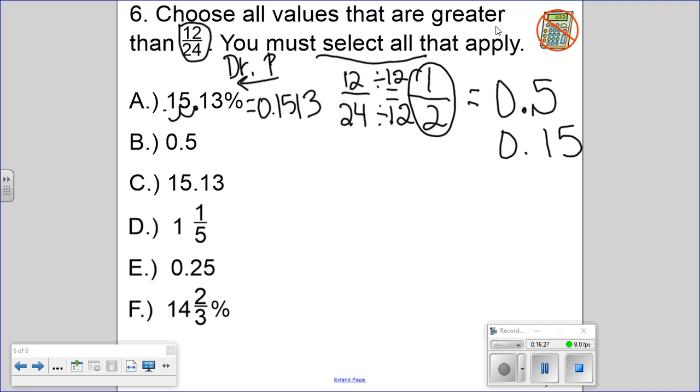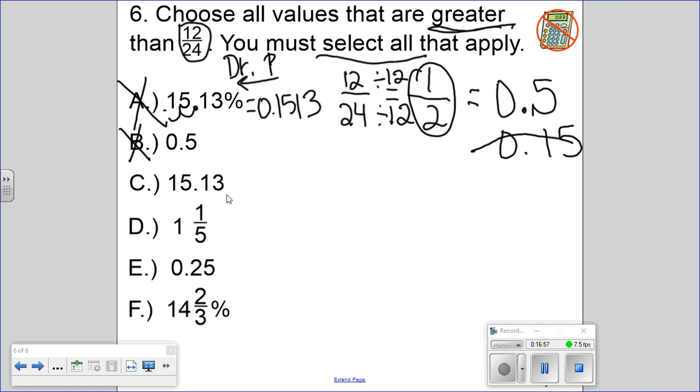I know that I'm looking for values that are greater than 0.5, and right away I notice that in the ones place it's a 0, so it's a tie. But when I go to the tenths place, this is a 1 and this is a 5, so this is greater. So this is not going to be a choice. This is less than 0.5, so I'm going to eliminate A right away. B says 0.5. Well, that's equal to 1/2 or 0.5. And I'm looking for choices that are greater, so we're not picking B.